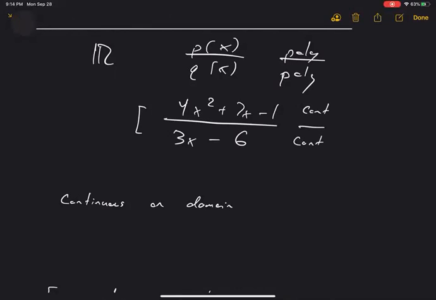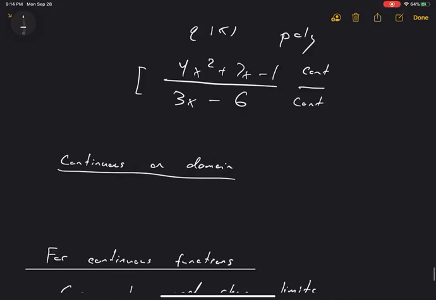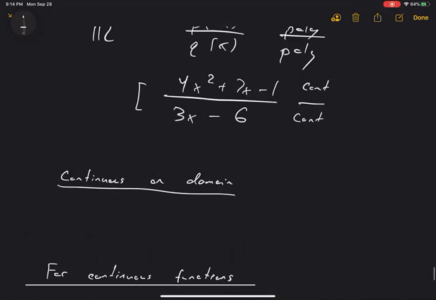In other words, on the domain, this rational function will be continuous on its domain. Meaning any point we can plug in there, if we can plug a point in there and the function is defined, it's going to be continuous there. So this rational function in a single variable is continuous on its domain. It's continuous everywhere that the function doesn't break down.